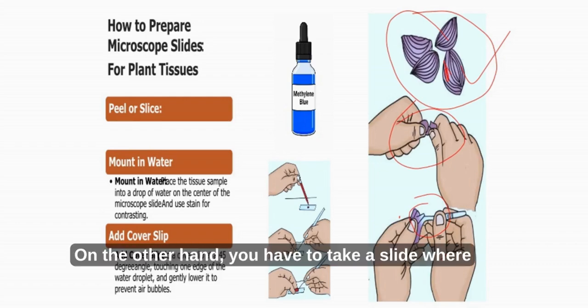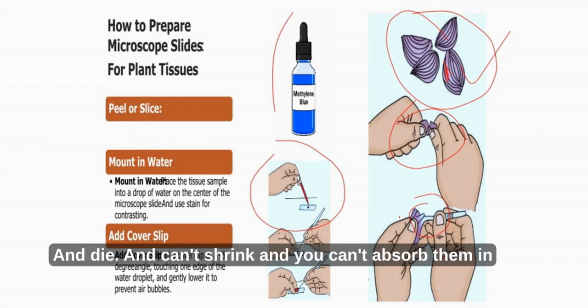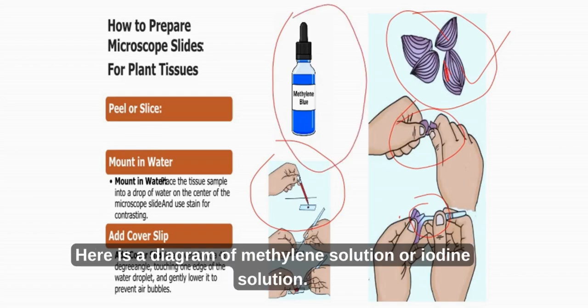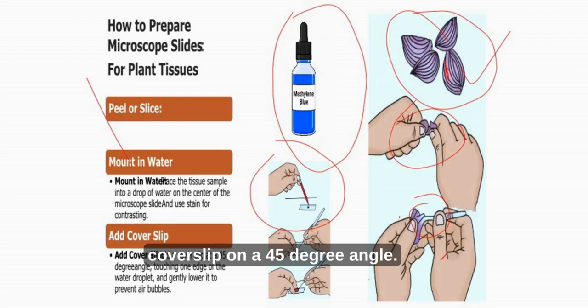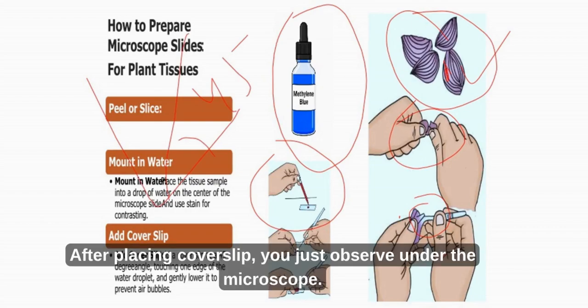On the other hand, you have to take a slide and place a drop of water on it, because if you do not place a drop of water on the slide, then the plant tissue will dry out. It will dehydrate and shrink, and you can't observe it in its original shape. Next, you can also use a stain, such as methylene blue solution or an iodine solution, and then place a cover slip. But you have to place the cover slip at a 45-degree angle. After placing the cover slip, you just observe under the microscope.